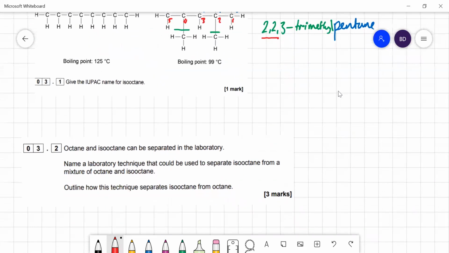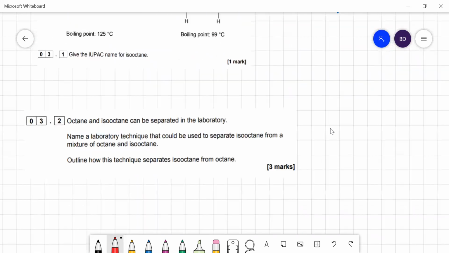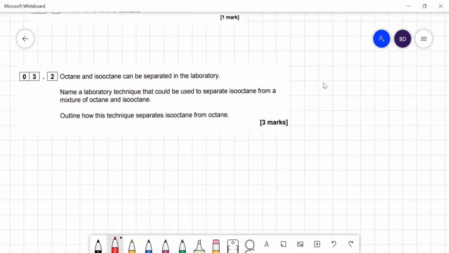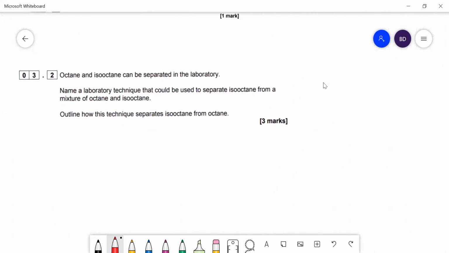Okay. Octane and isooctane can be separated in the laboratory. Name the technique. Well, whenever you're separating 2 liquids, it is fractional distillation. Outline how this technique separates isooctane from octane. Okay, so the main thing is they've got different boiling points.